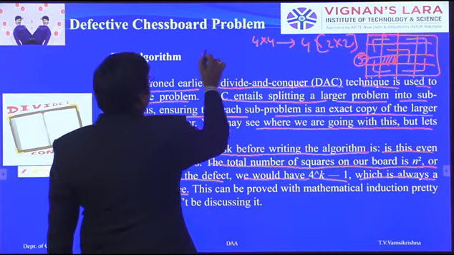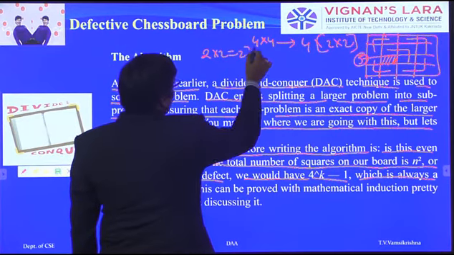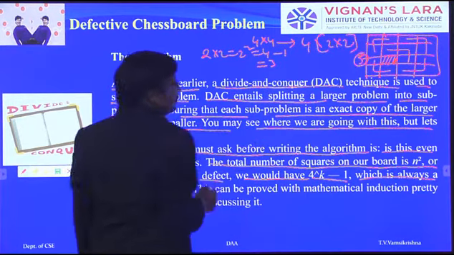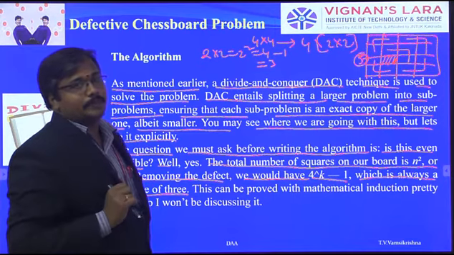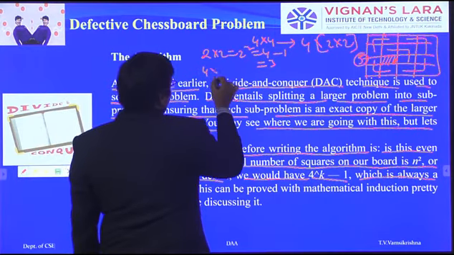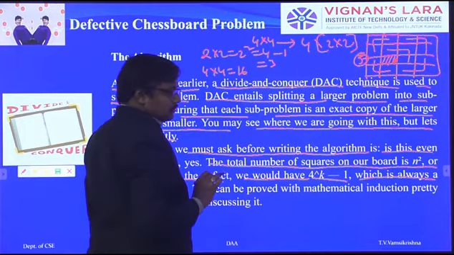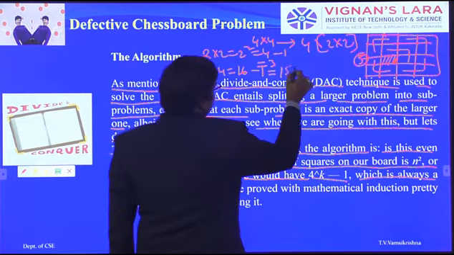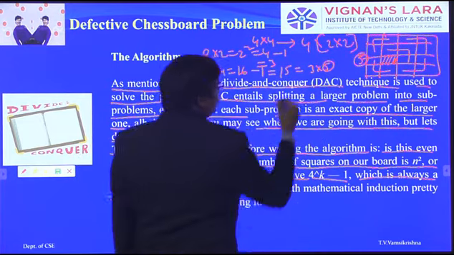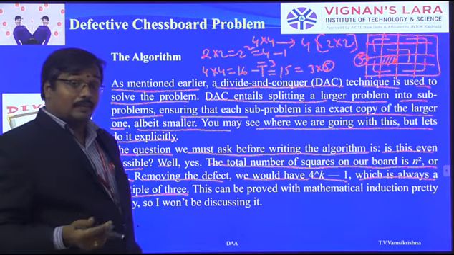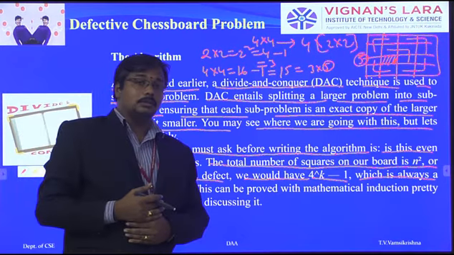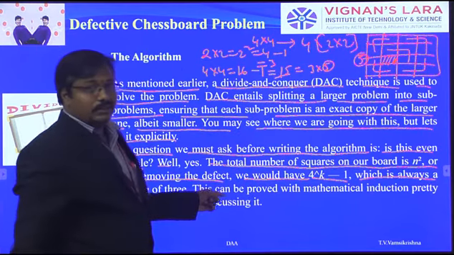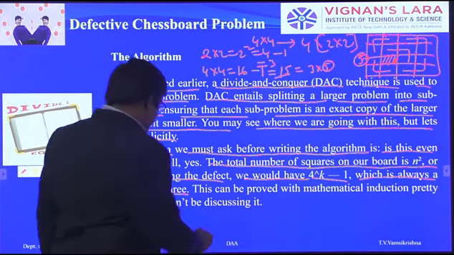For example, in the case of a 2x2 chessboard, 2 squared means 4. I am removing one defective tile. So 3 means that it is one triamino. Suppose in the case of a 4x4 chessboard, the total is 16. Whenever I remove one defective tile, 15 means 3 into 5. So 5 triaminos are required. Like that, when we apply a mathematical equation related to triaminos, the resultant figure is definitely a multiple of 3.